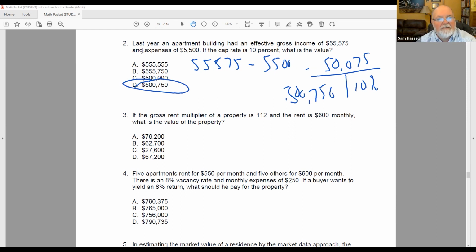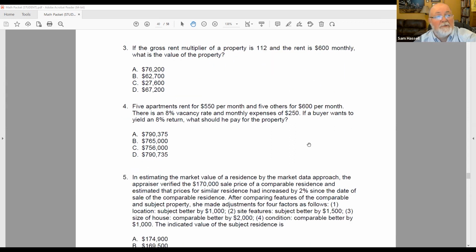Number 3 should be pretty easy too. So why don't we just knock that one off? So it's really pretty simple in this particular case. All we're doing is what? We have a gross rent multiplier and we have a monthly rent. So 600 times 112. Right? 67,200.